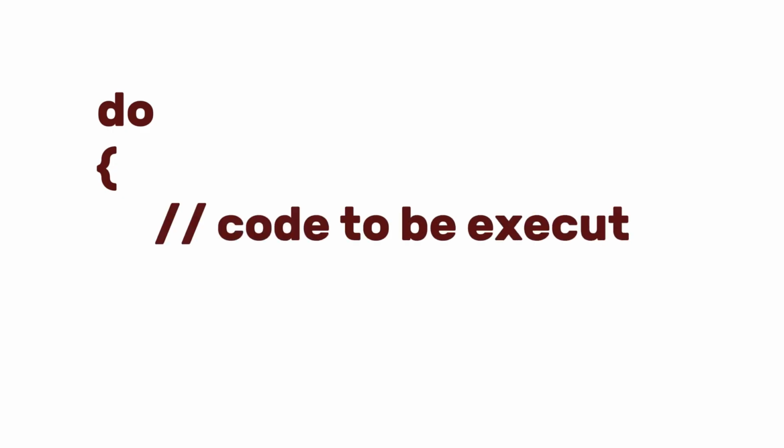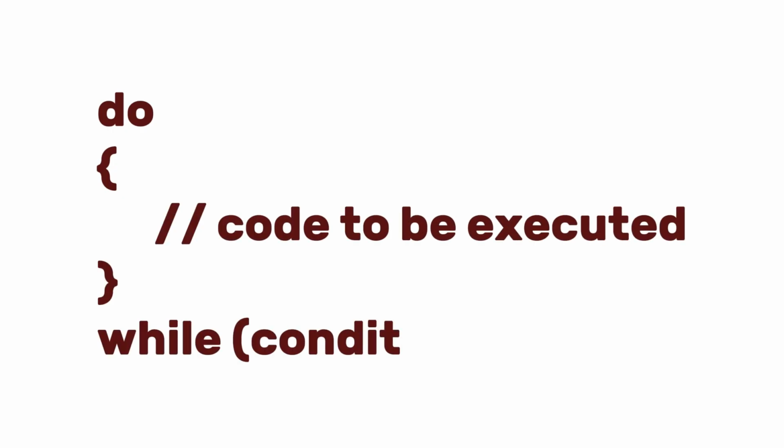Its syntax is written like this: do, curly bracket, code to be executed, curly bracket, while parenthesis condition. In this loop structure, the do statement is our pretest to evaluate if the condition is true. Meanwhile, the while statement becomes the post test to evaluate the condition. Meaning, no matter if the condition is true or false, the loop is sure to run at least once.